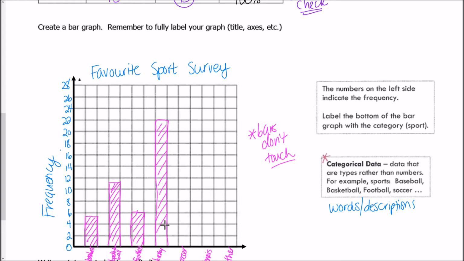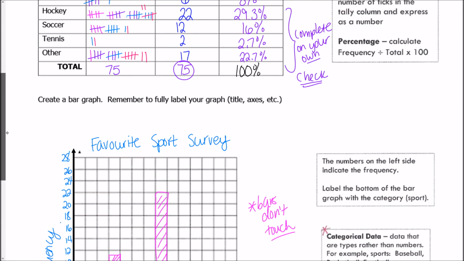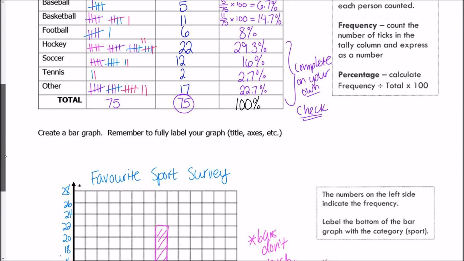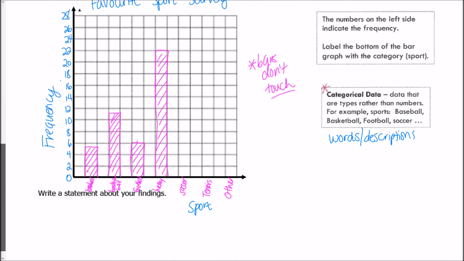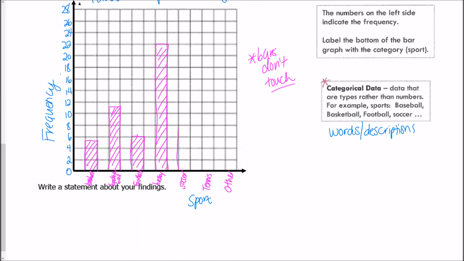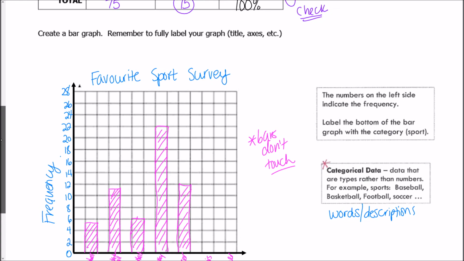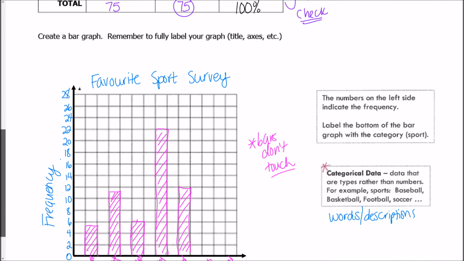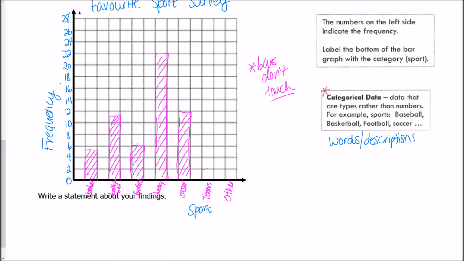And by graphing this out, it's very clear which sport is the favorite. Soccer, we have 12 people who chose soccer. So we'll go up to soccer right here, and we're going to say 12 people chose soccer. Okay, and then we had 2 people chose tennis and 17 people chose other. So for tennis, we'll have it go like this. And then for other, we're going to have it go up to 17. Okay, so now that we've done that, this is our bar graph.